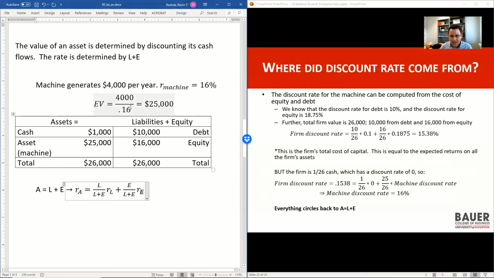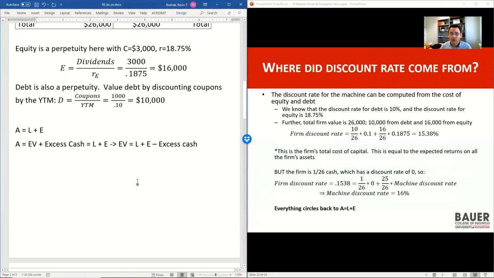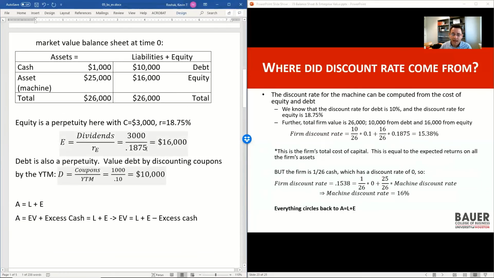So back to the 16%, I said that we're discounting these cash flows by 16%. Where is that coming from? It's still a little bit of a problem. Well, what's going on with the debt and the equity in this example? We saw above that the equity is getting a return of 18.75%, and the debt is getting a return of 10%. Okay, that was the yield to maturity on the debt. The equity is 18.75. The equity was worth $16,000. The debt was worth $10,000. So we're going to use this information about debt and equity to figure out the right discount rate on the asset.